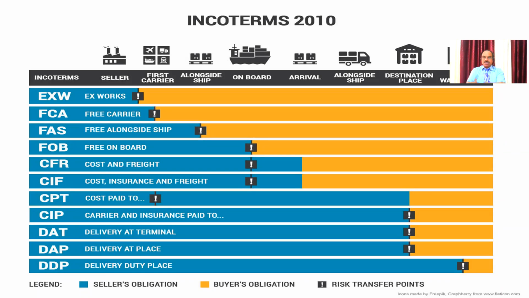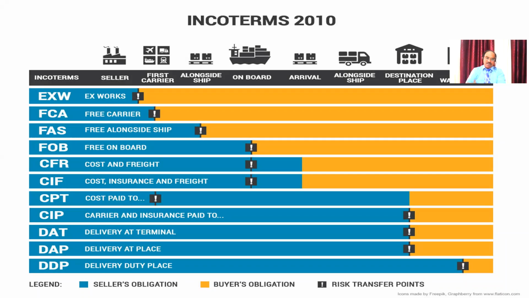Between Canada and US, that's an agreement. He will go there and bring back the goods. Same thing, carrier and insurance paid to, the place is mentioned. Delivery terminal means it is in Chicago. Up to that, India will pay, but unloading will be done by Melvin.